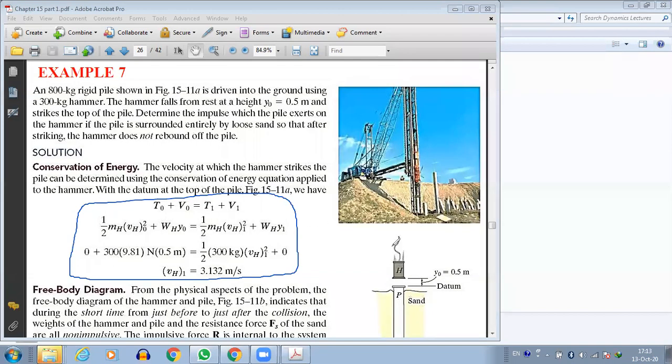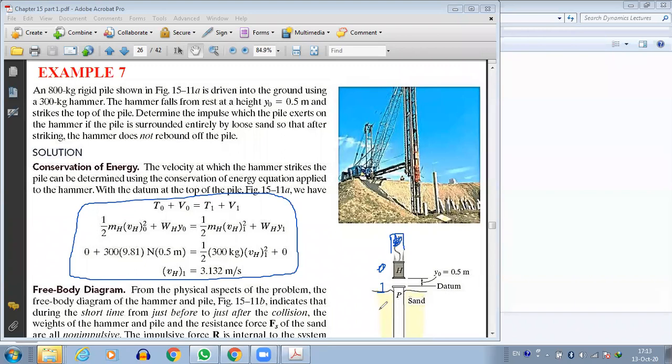Let's say the initial point is point 0, and this is point 1. Point 1 is just before collision. This is the point when the hammer is almost in contact with the pile, but has not come in contact, just very close.